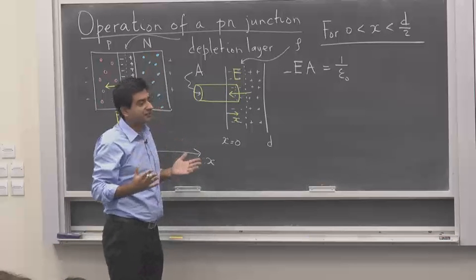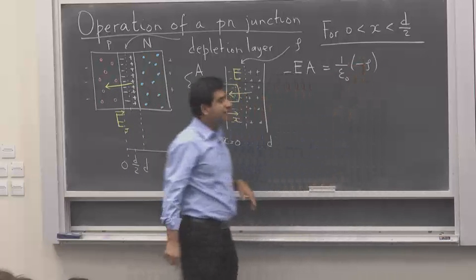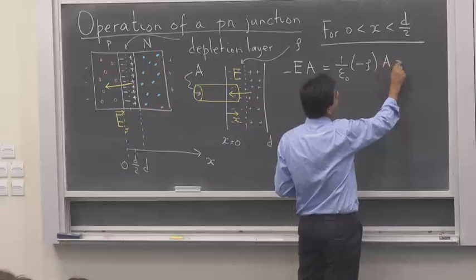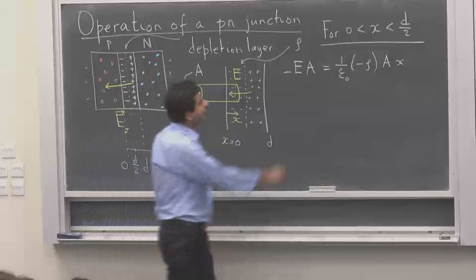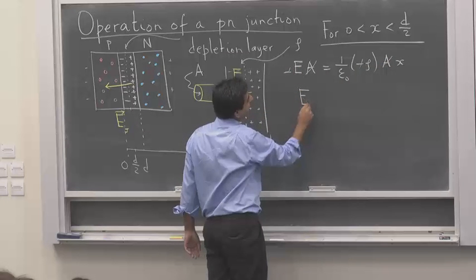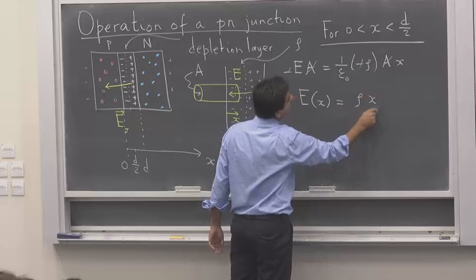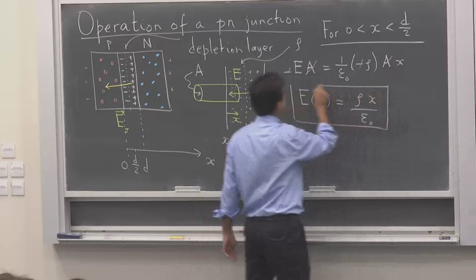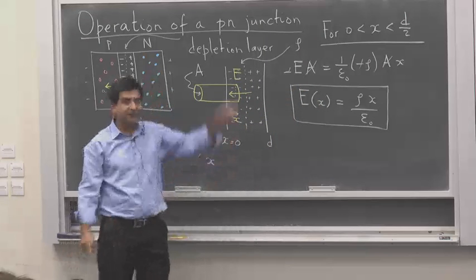And how much is that charge? That is equal to minus rho, which is the charge density, times the volume of this region. And the volume of this region is A times x. So this A goes away. This minus sign goes away. The electric field, which is a function of x, equals rho x over epsilon naught inside this first half of the region. So it varies linearly with x.